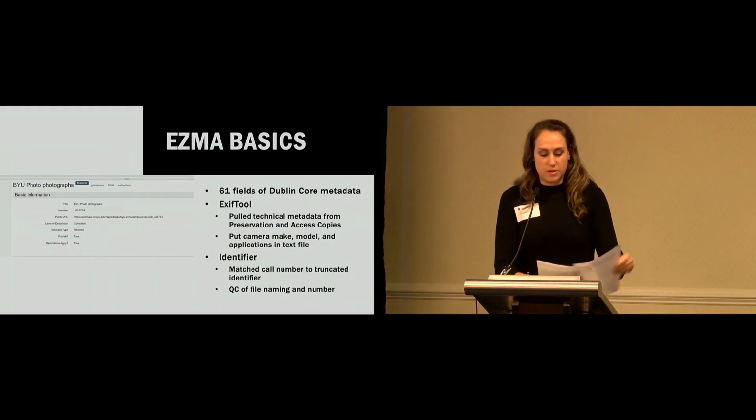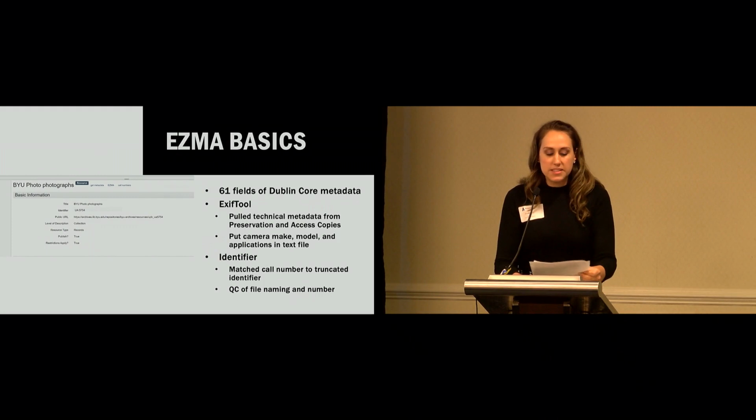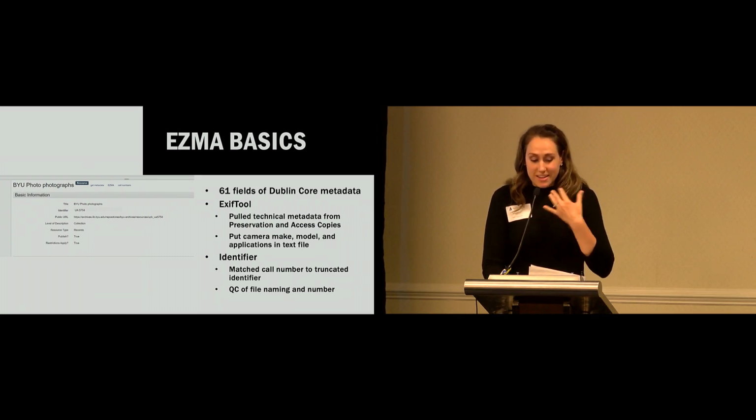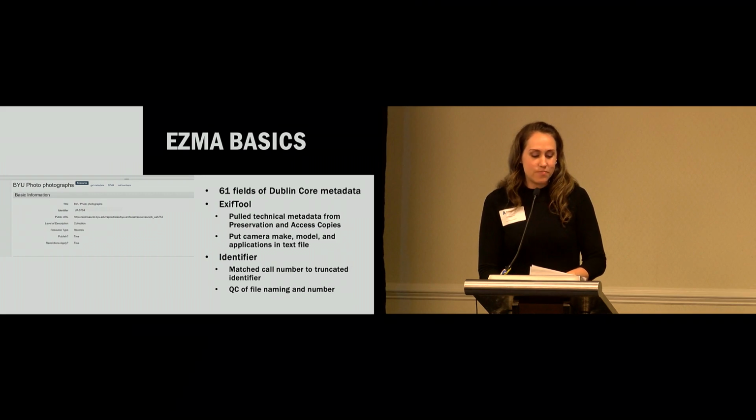Okay, and this is basically what EZMA is. It's a plugin that uses logical rules to convert various values in the finding aid into the 61 fields of Dublin Core metadata that we use in our schema. A cool thing I really like, because I'm on the digital side, is it utilizes the EXIF tool and some scripts to gather item-level technical metadata. So it pulls EXIF data from both the preservation TIFFs and from the access JPEGs that are made to put in the text file as well.